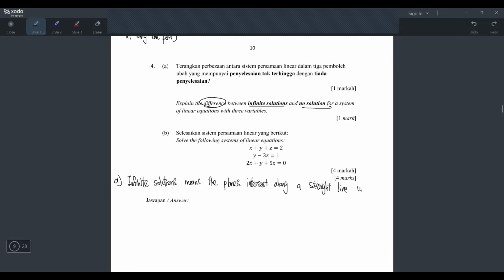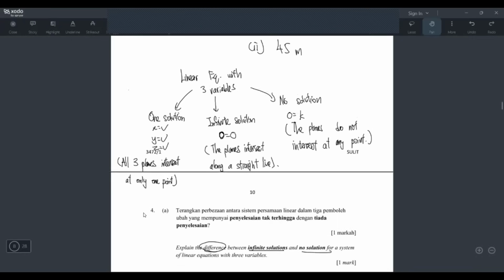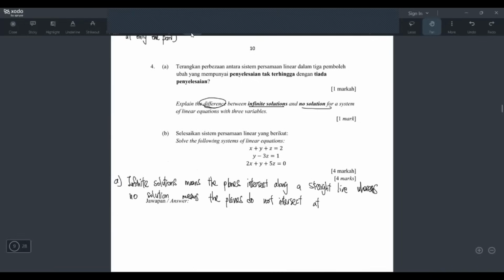Whereas, okay, whereas means manakala. No solution means the planes do not intersect at any point. You can write like this, at any point. Yeah, and then siap already. 1 mark only, right? So good enough.